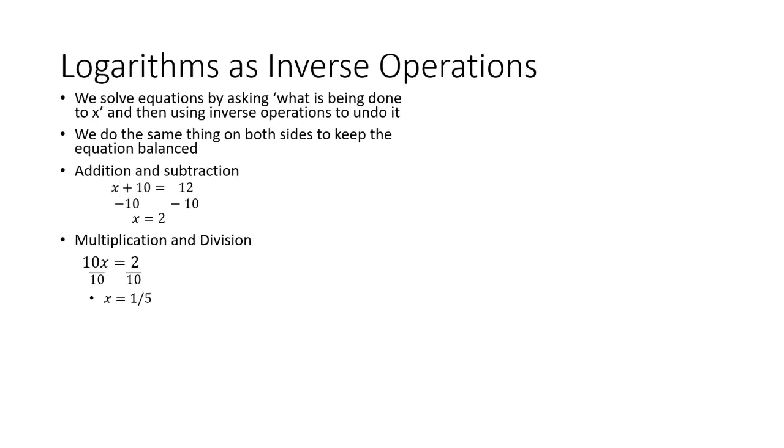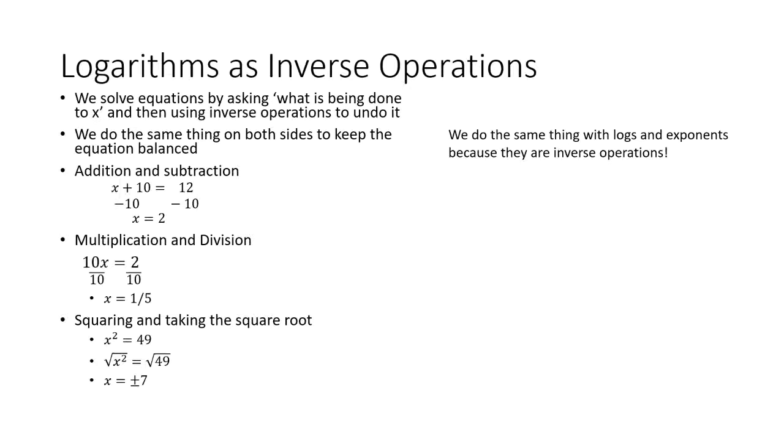Same thing with multiplication and division. If I have 10x equals 2, I ask myself, what's being done to x? 10 is being multiplied by x. So how do I undo that? I divide by 10. And then the same thing if I'm having x being squared, I can take the square root of both sides to solve the equation. So we do the exact same thing with logs and exponents because they're inverse operations. So for example, let's say I have x and I make it the exponent of 10. So how do I undo that?